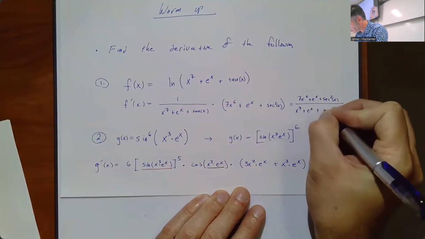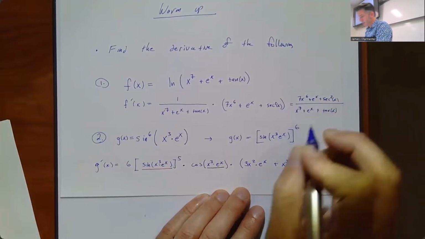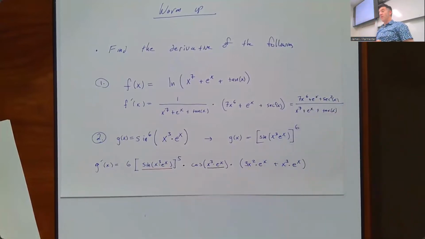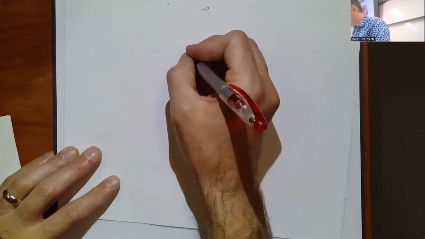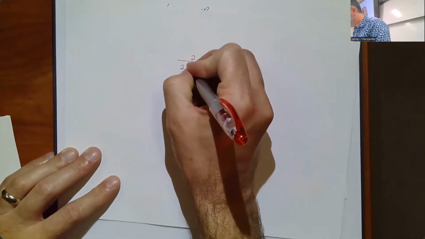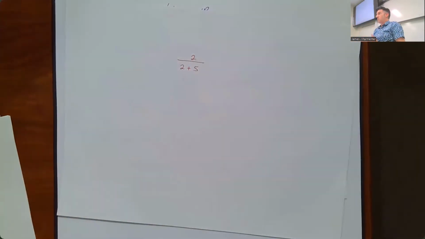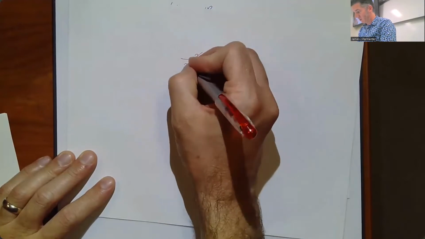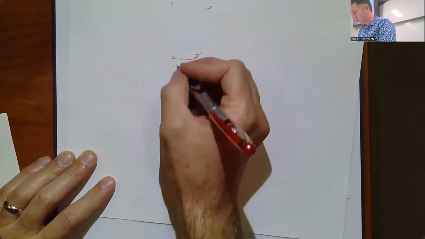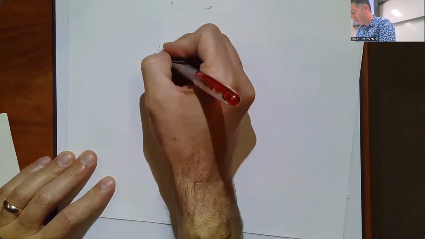So I have another question. Sure. Since they both, the top and the bottom, have e to the x, would they cancel each other out? They do not cancel out. It's kind of like, I'm going to write something kind of silly: if I have 2 over 2 plus 5, that's 2 7ths. And I definitely can't cancel those 2s. It doesn't equal 1/5.